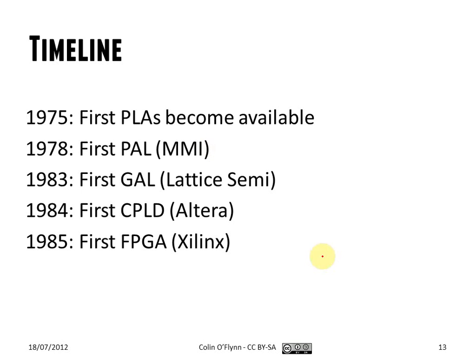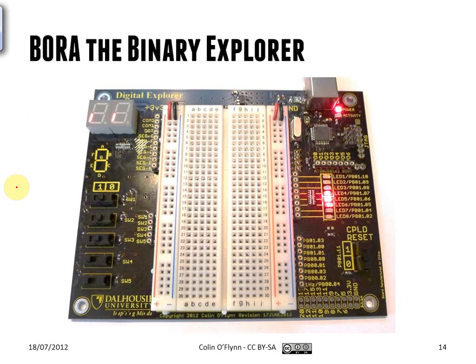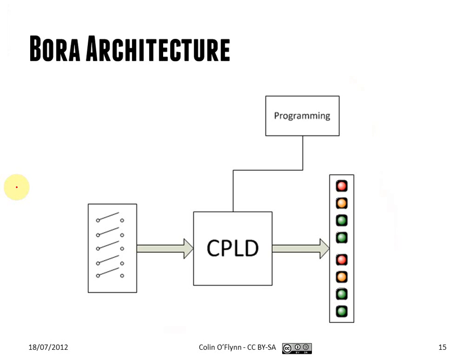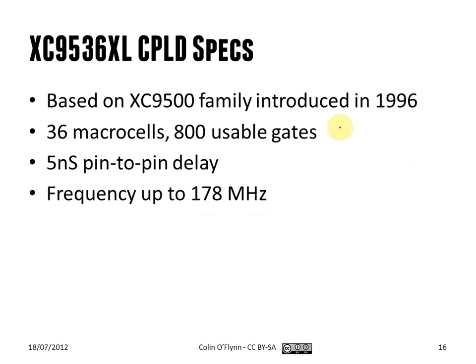And both of these started around '84, '85, more or less. What we'll be using in class is, again, CPLDs, and we'll be using this board that has one on it. You can program it. The architecture is from around '96, and the ones we're using have about 800 usable gates.